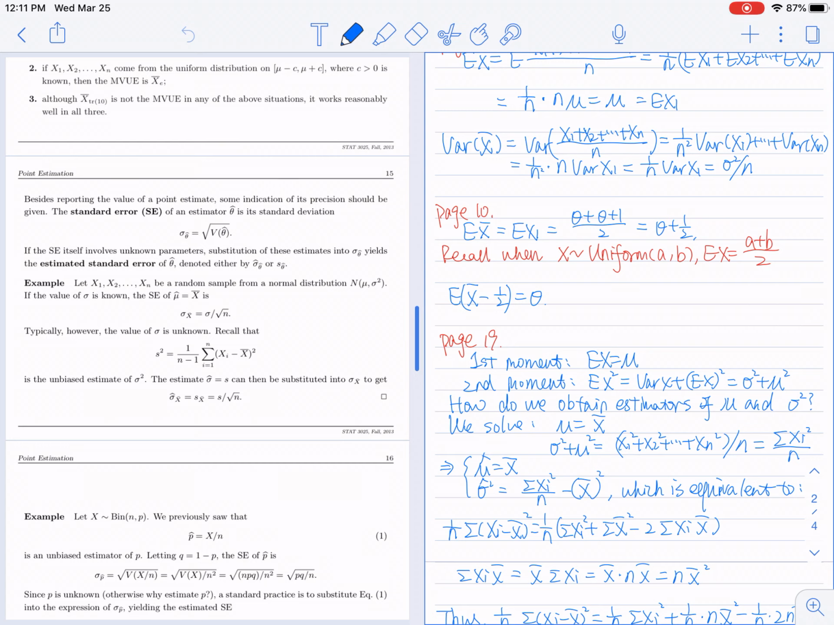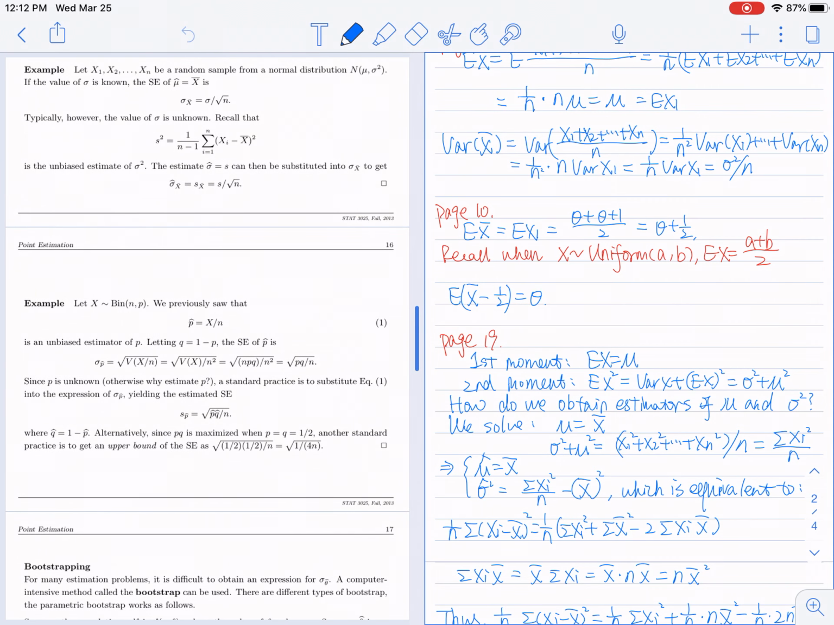And typically this sigma is unknown, and we have seen from the previous slides that s squared gives us a good estimator of sigma squared. So it is reasonable to use s to estimate sigma, and then we can replace sigma with s. That is to say, we have a standard error of the estimator theta hat as s divided by square root of m. So let's give an example.